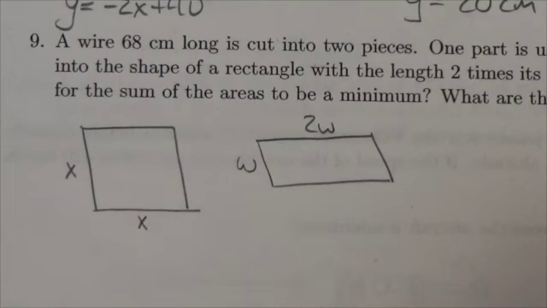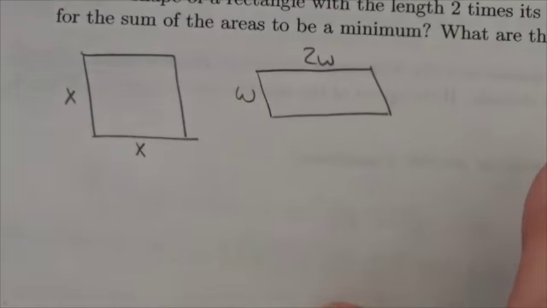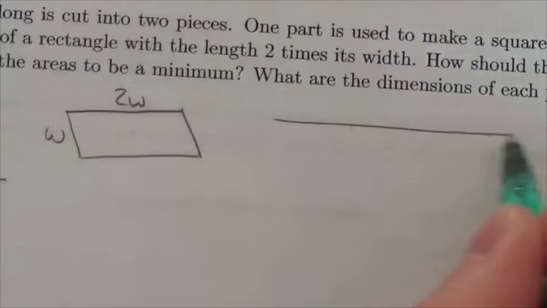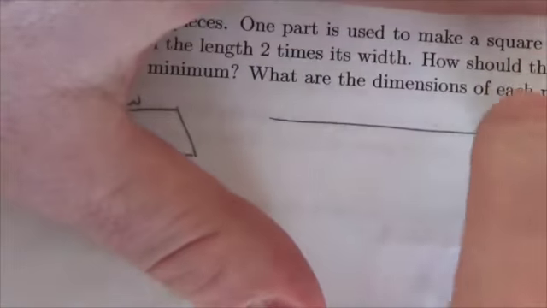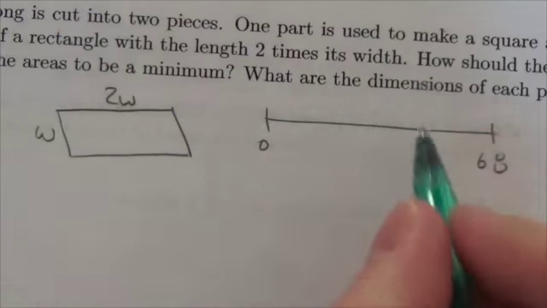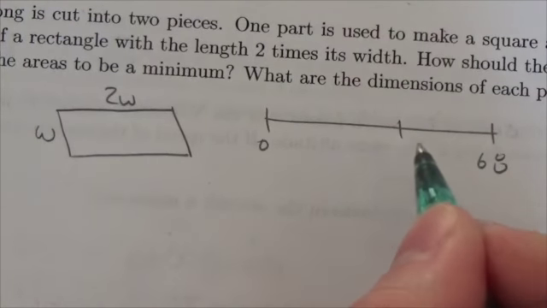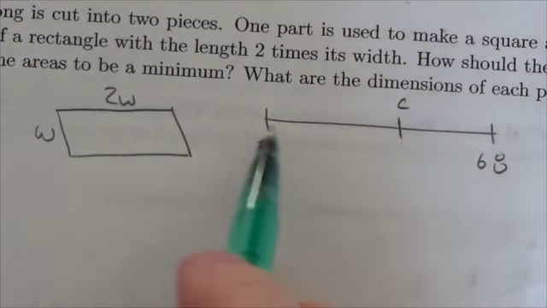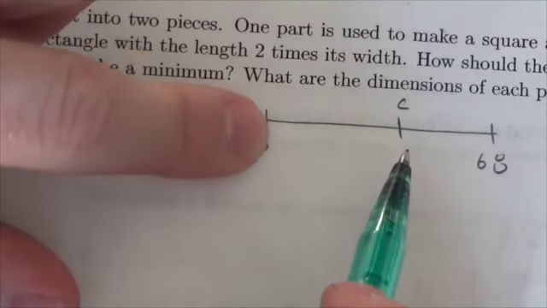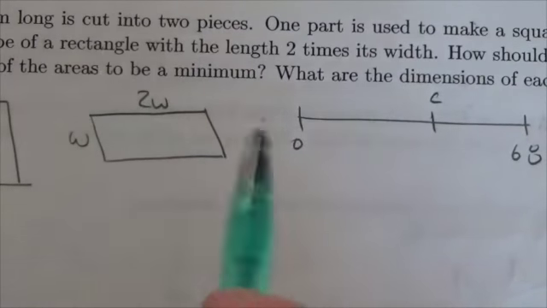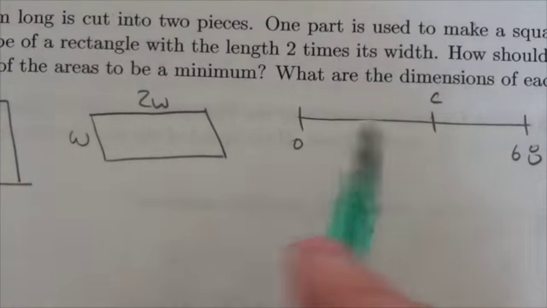Now, the whole point of this question is that we're going to figure out how to cut that wire. That wire is 68 centimeters, and we're going to try to figure out where to cut it. This is going to be some point, let's call that C for our cut. We're going to figure out where that cut should be so that part of it is the square, part of it is the rectangle, and the area is a minimum.